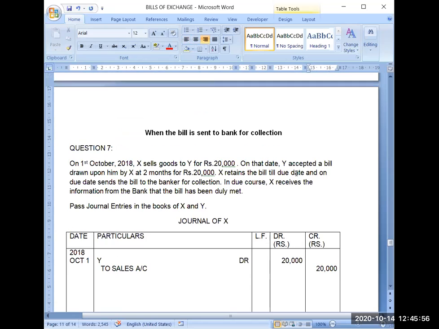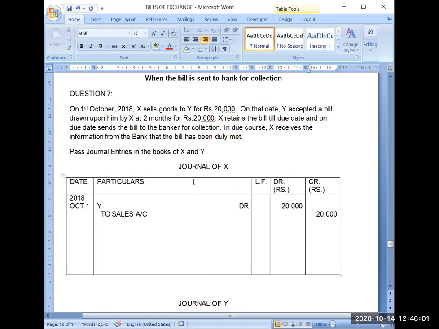Now after that, what is happening? Y accepted a bill drawn upon him by X at 2 months for rupees 20,000. So Y has given the acceptance. So on October 1st, it will be bills receivable account debit 20,000 to X, sorry, to Y, because bill has been given by Y, acceptance has been given by Y.